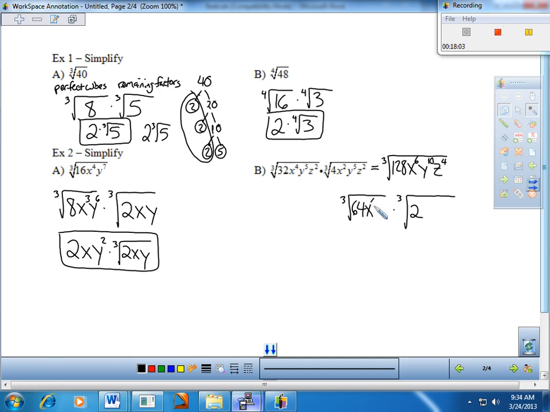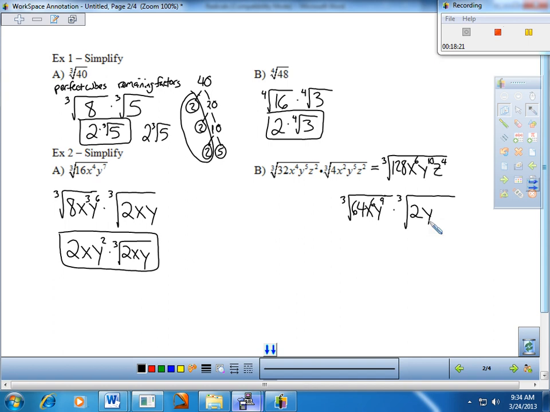X to the sixth is a perfect cube, so it's going to go in. What's the largest perfect cube going in y to the 10th? I see it as y to the 9th. We just want the largest power that is equal to or below this right here. And y to the 9th times what would give me y to the 10th? It would just be y to the first.